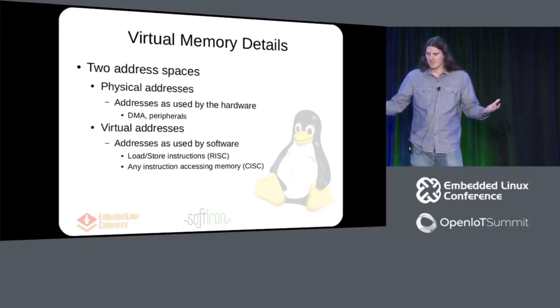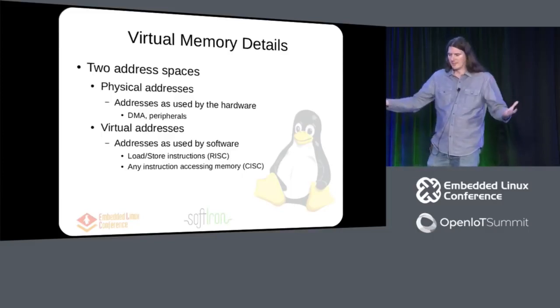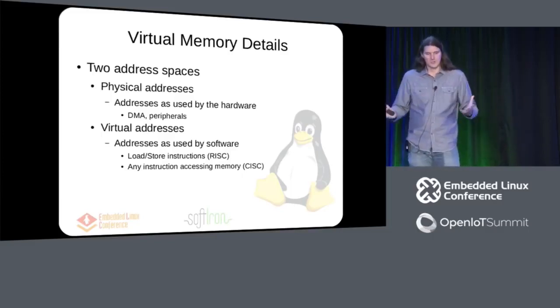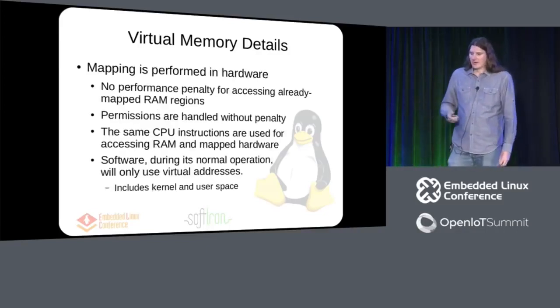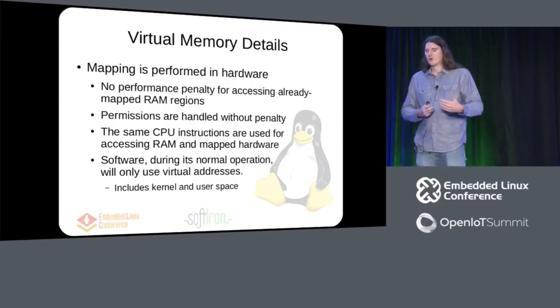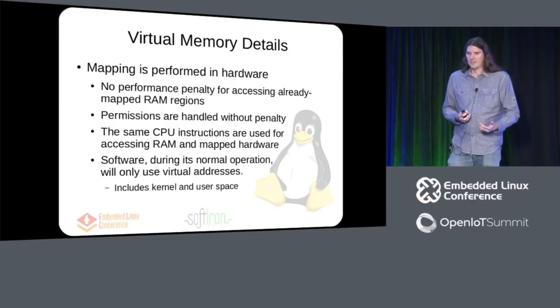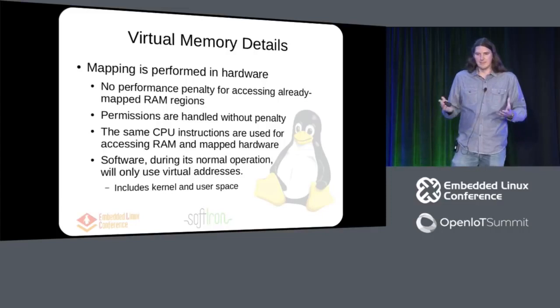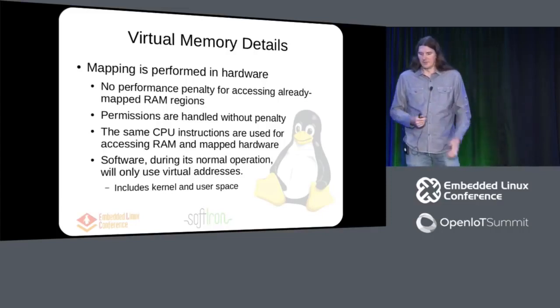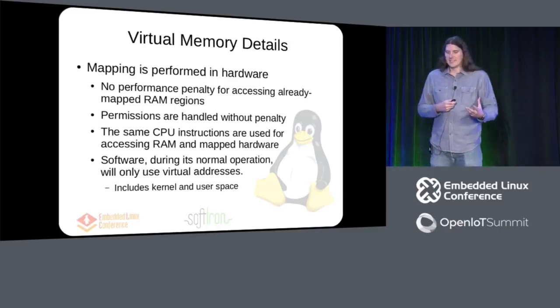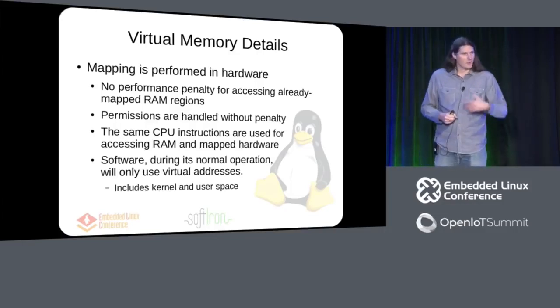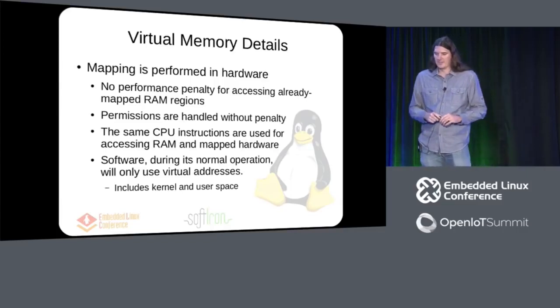So for any process running in user space, and almost everything running in kernel space, we're using virtual addresses almost all of the time. This mapping is performed in hardware, and because it's performed in hardware, there's no performance penalty for accessing already mapped regions. So you access a memory address, it's handled completely in the hardware, and there's not any penalty for doing the lookup if the region is already mapped. In the same way, permissions are handled without penalty, and another advantage is that the same CPU instructions are used for accessing RAM and accessing mapped hardware. So any kind of pointers in C is all going to work the same way.